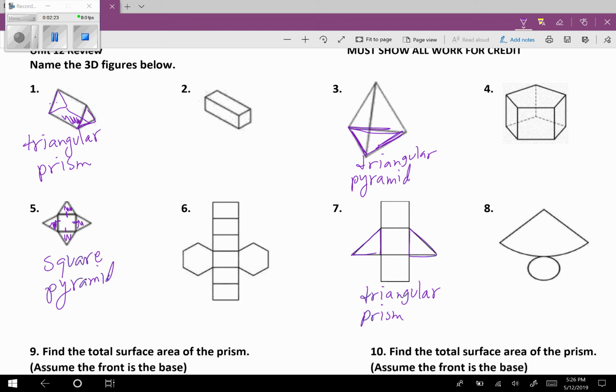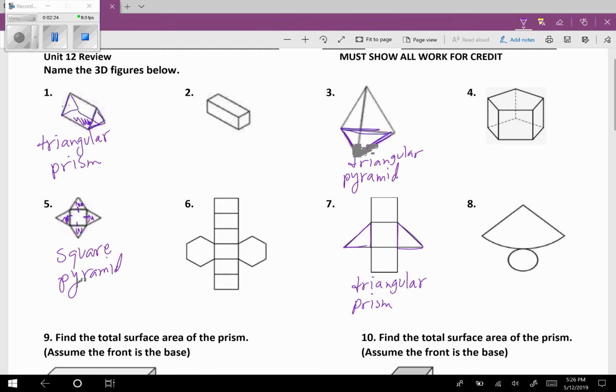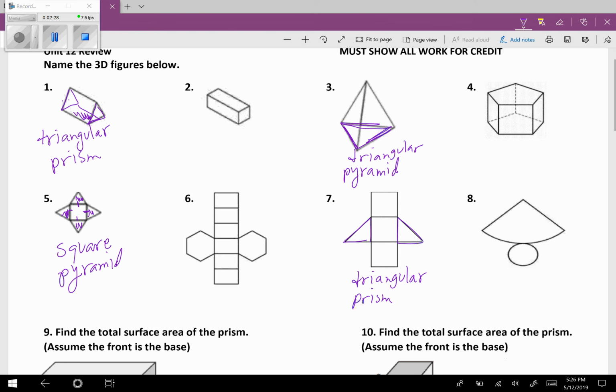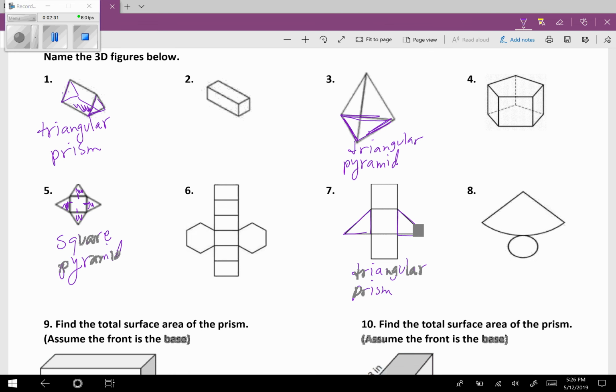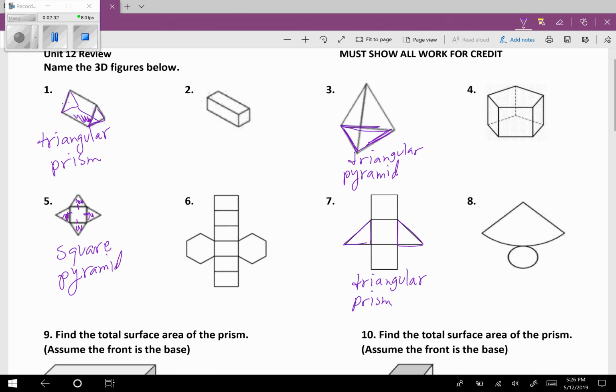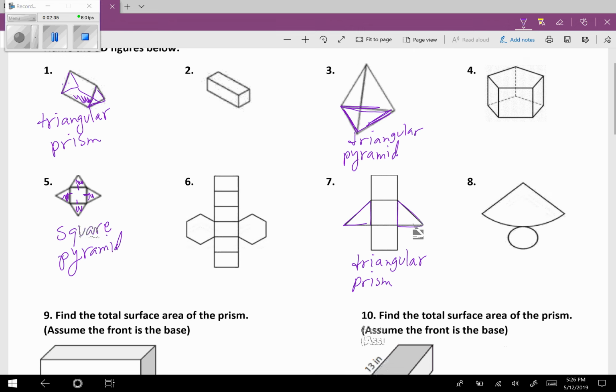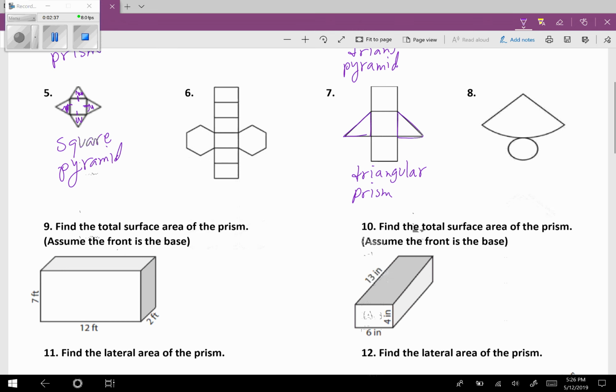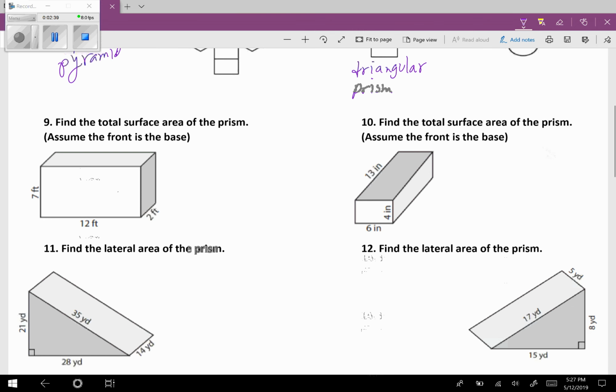All right, so that's the first one's naming. And guys, these are the same kinds of problems that we're going to have on the test. So every kind of problem that we ask you to do on here is going to be the same thing that they ask you to do on the test. Okay, exact same thing. Same shapes and all that good stuff.